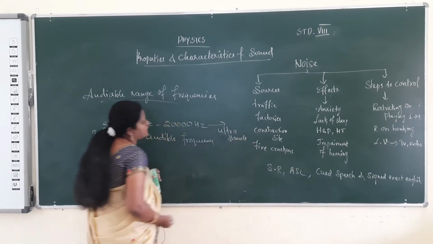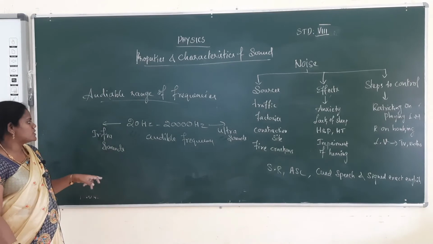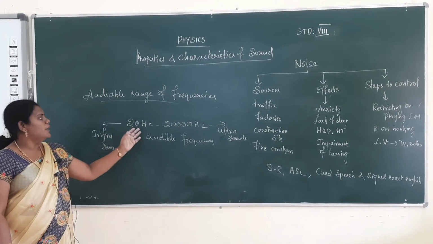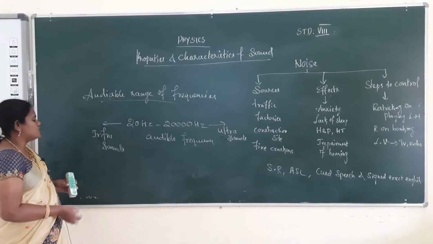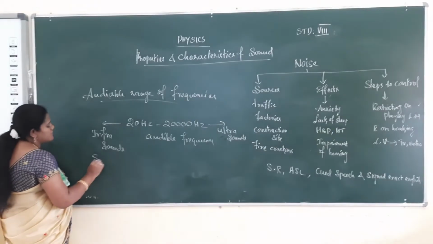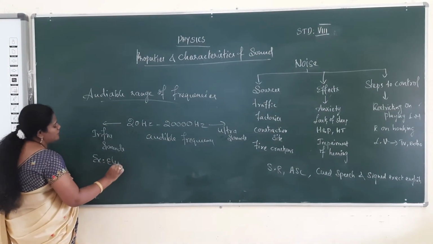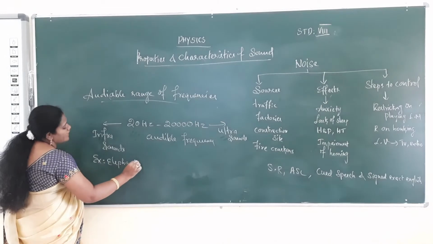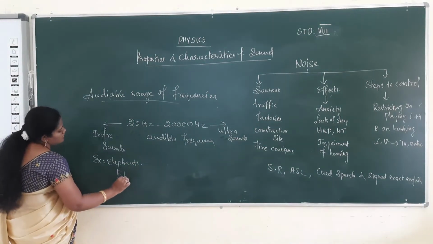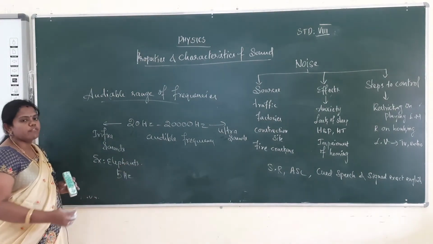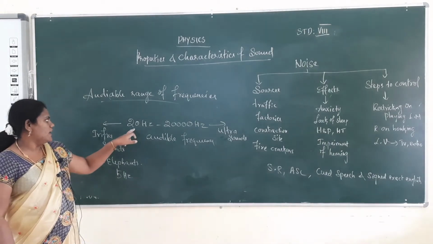Some animals create infrasounds and ultrasounds. Infrasounds means below the range of 20 Hz. An example is elephants. Elephants create 5 Hz sounds and can hear 5 Hz sounds. நம்மளால் 20க்கு கீழே கேட்க முடியாது.